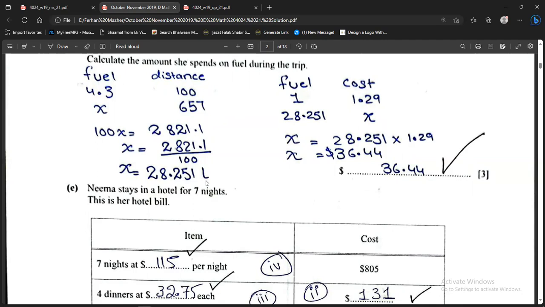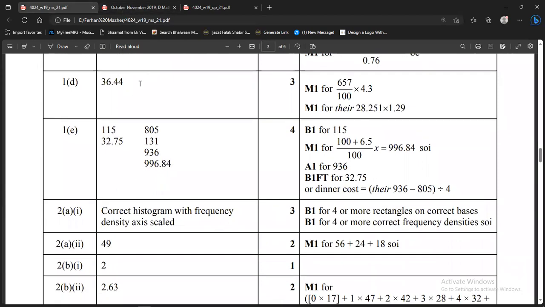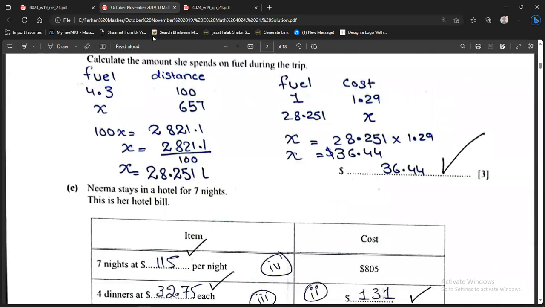So we know the price of the fuel. Again, I will use the method of proportionality. For fuel and cost, 1 liter of fuel costs $1.29. So how much will 28.251 liters of fuel cost? The x will be equal to 28.251 multiplied by 1.29, and that will be $36.44. So for traveling 657 kilometers, she will need $36.44. $36.44 is the right answer. You can see here, this is the solution of the D part.